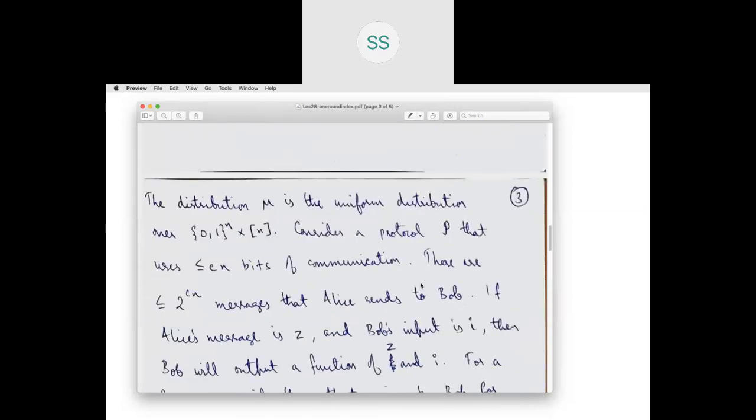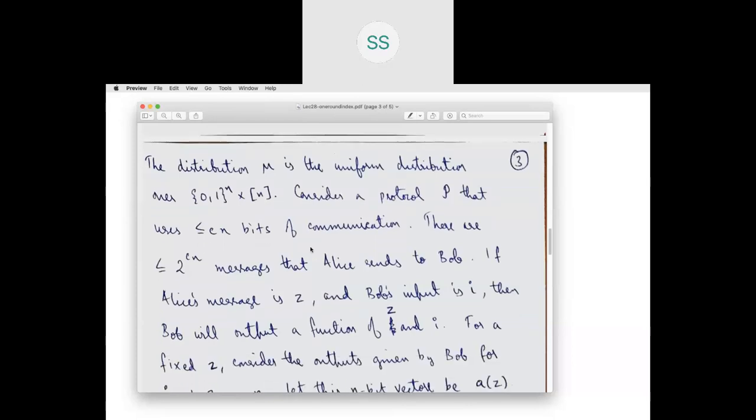The distribution is nothing but the uniform distribution over the inputs. So Alice's input is an n-bit string, and Bob's input is an integer from 1 to n, 1, 2, 3, 4 up to n. So the uniform distribution means Alice is equally likely to get any of these n-bit strings, and Bob is equally likely to get any of these n numbers. Right? That's the uniform distribution. So there are 2 power n times n pairs, and any pair is equally likely, each occurring with probability 1 by n times 2 power n.